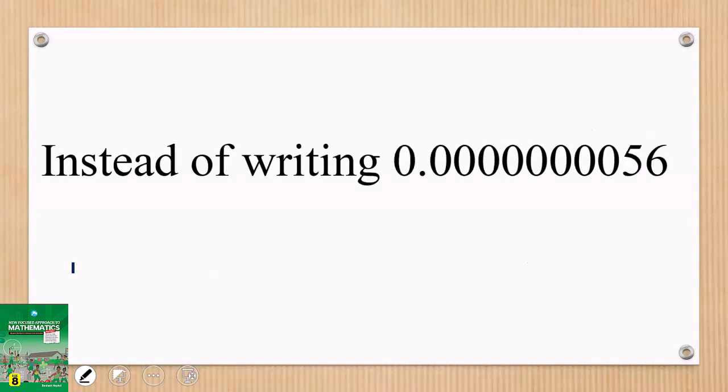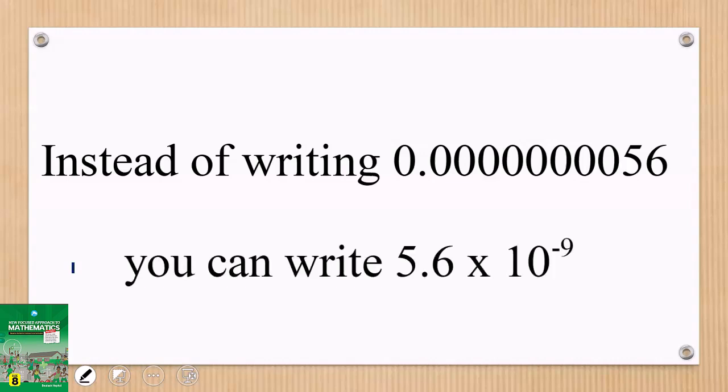Or instead of writing 0.00000056, that is quite big in writing, or quite a small number, which we can say is approximately 0, but we need it for calculation's sake, we can simply write 5.6 times 10 to the power negative 9. We'll come back to know how to write this to that. So when we talk of scientific notation, that is all we are trying to say: writing a huge number in a smaller form, or a small number in the simplest form.